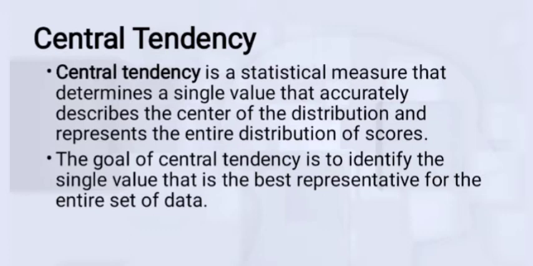Central tendency is a statistical measure that determines a single value that accurately describes the center of the distribution and represents the entire distribution of scores. The goal of central tendency is to identify the single value that is the best representative for the entire set of data. So one of these is averaging.